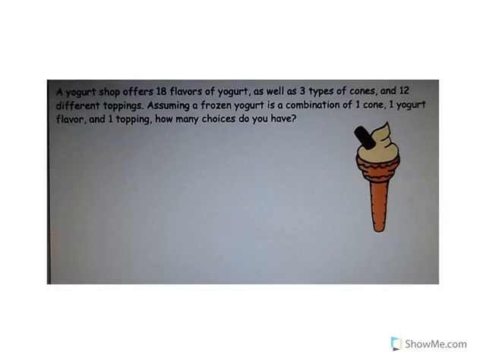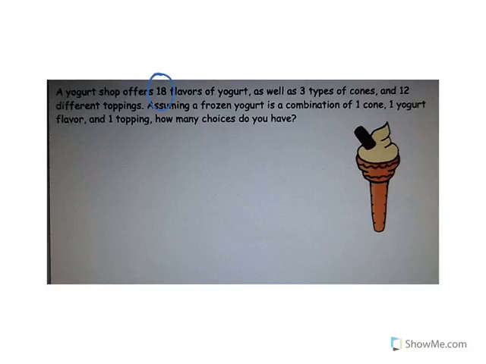So a yogurt shop offers 18 flavors of yogurt, as well as 3 types of cones and 12 different toppings. Assuming the frozen yogurt is a combination of 1 cone, 1 yogurt flavor, and 1 topping, how many choices do you have? Well, we could draw out a massively huge tree diagram here, but we don't have to, because we just have to multiply these different things together.